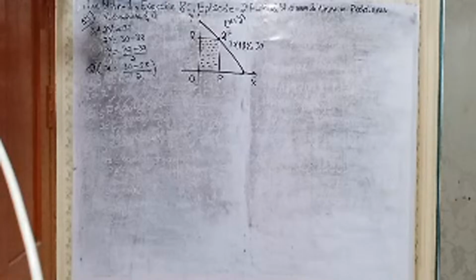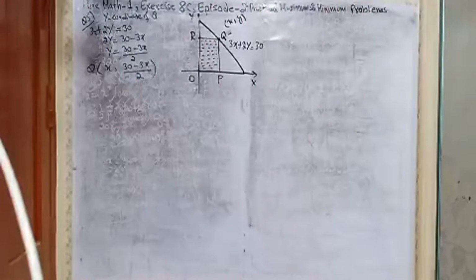Because Q is on the line whose equation is 3x plus 2y equals 30, if its x coordinate is x, then 2y will be equal to 30 minus 3x, and y will be equal to 30 minus 3x divided by 2. So the coordinates of Q in terms of x are x, and y is 30 minus 3x, the whole thing divided by 2.